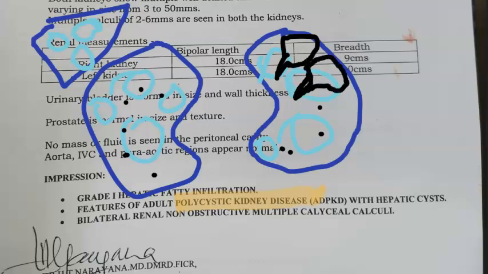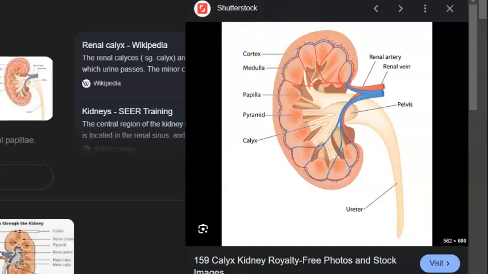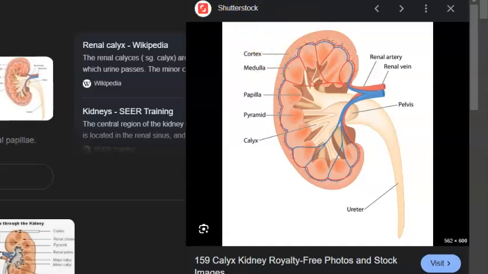There you have the stone. Kidney stone here somewhere. This one. So there are multiple calcial calculi. Okay, this is the ultrasound abdomen. So this calyx collects urine before it goes to the bladder. So somewhere here you have the stones.